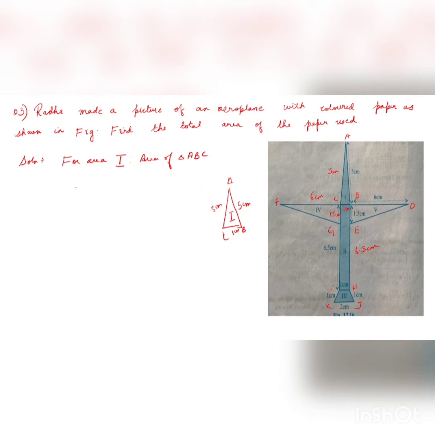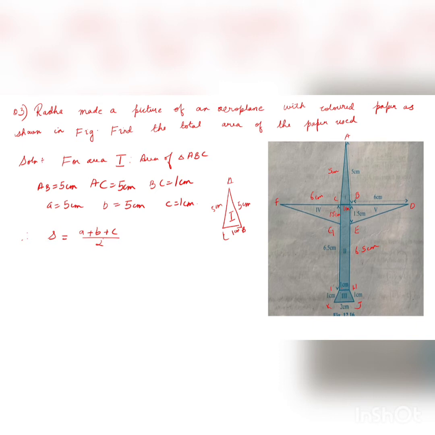Now, let's look at this. AB is equal to 5 centimeter. AC is equal to 5 centimeter, and BC is equal to 1 centimeter. Clear? So you can write this as A is equivalent to 5 centimeter, B is equivalent to 5 centimeter, C is equivalent to 1 centimeter. Therefore, S is A plus B plus C by 2. Now, if you remember, this is Heron's formula, right?